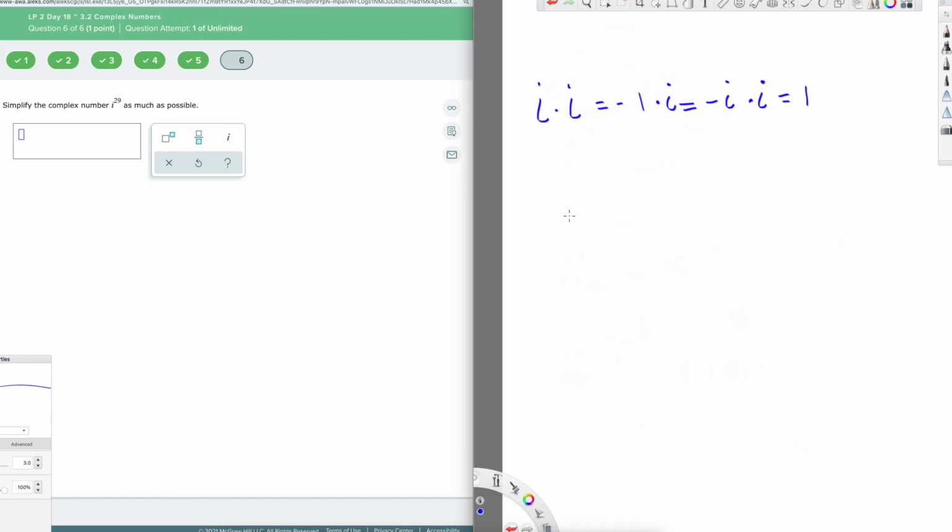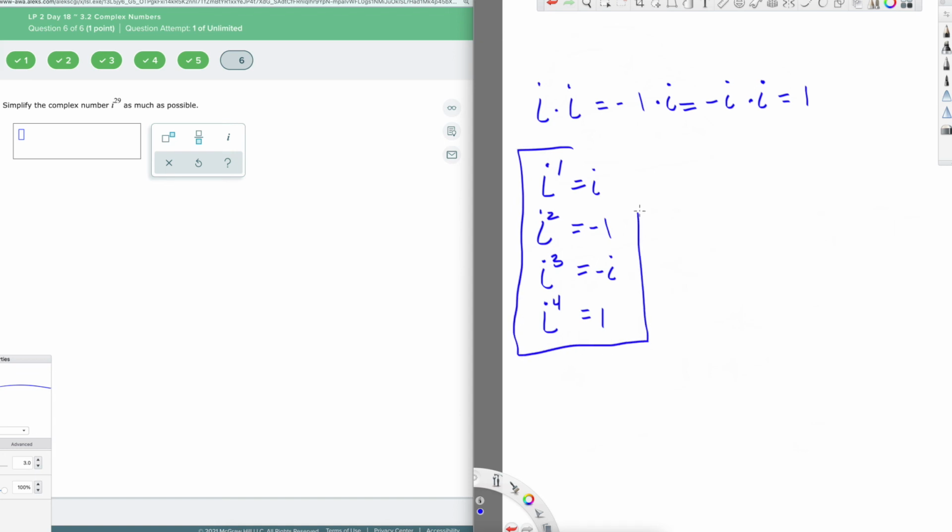So if we notice, if I have I to the first power, that equals just I. If I have I to the second power, that equals negative 1. I to the third power is going to be negative I, and I to the fourth power is going to be positive 1. This pattern repeats every single time.